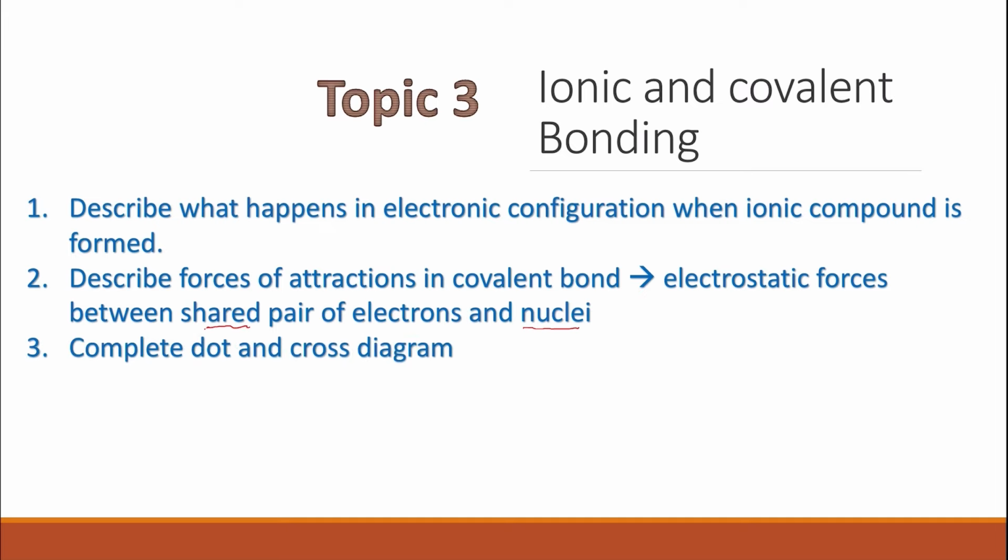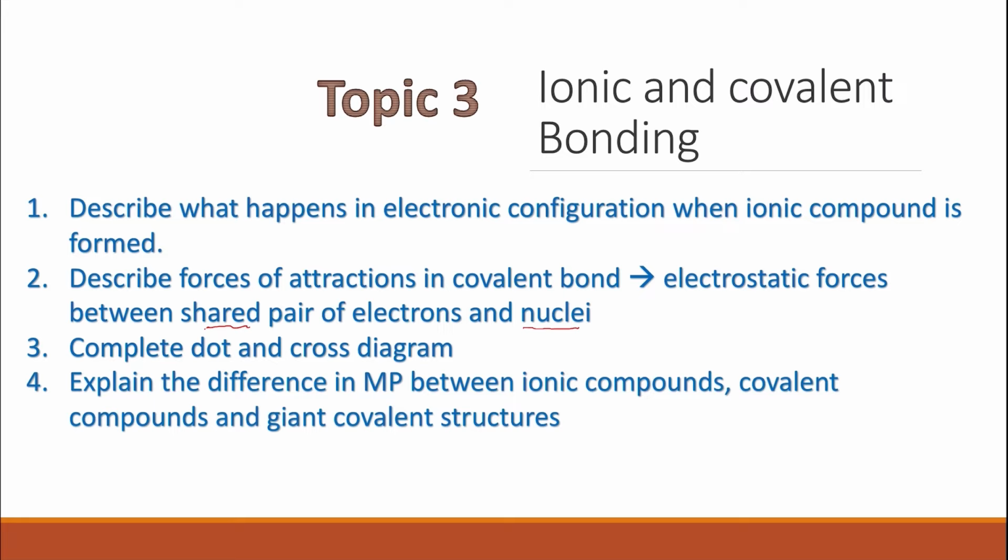Complete the dot and cross diagram for an ionic compound or for a covalent one. The most common is the covalent compounds, and you need to practice these. These are easy types of questions. And also explain the difference in the melting point between ionic compounds, covalent compounds, and giant covalent structures.